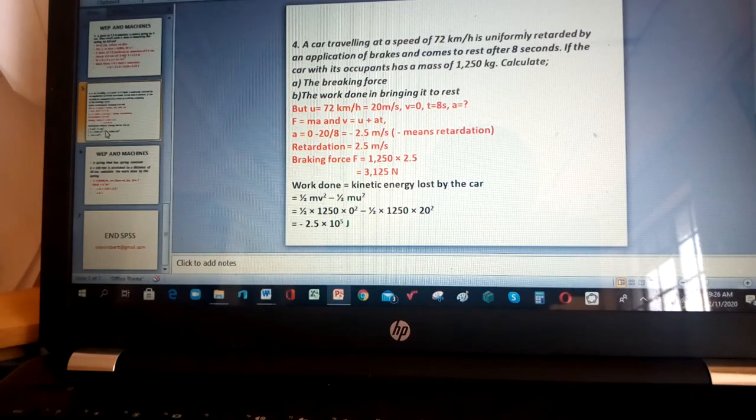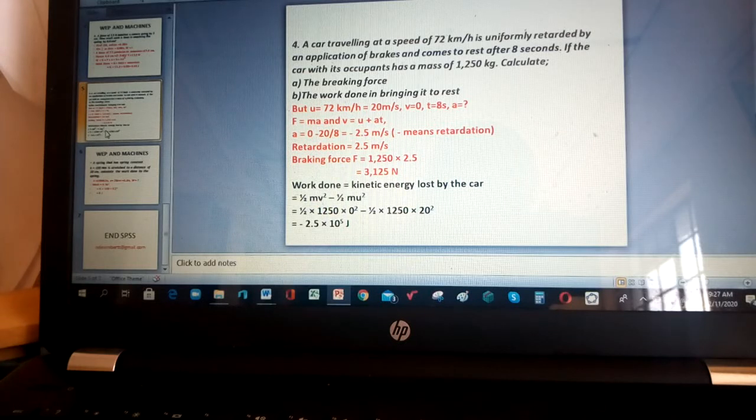So if you did not write braking force, and you had just F, you had just quoted F is equal to MA, your substitution will be F is equal to 1250 times negative 2.5. So your answer will have a negative 3,125. That negative means braking force, because not all forces are braking. Okay, force is a vector quantity, it has a direction.